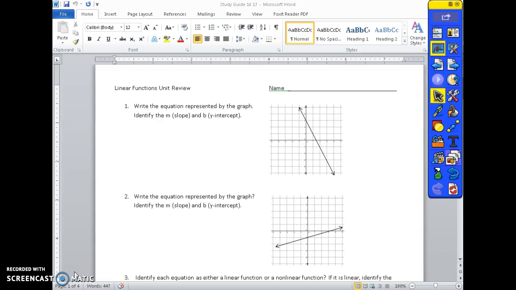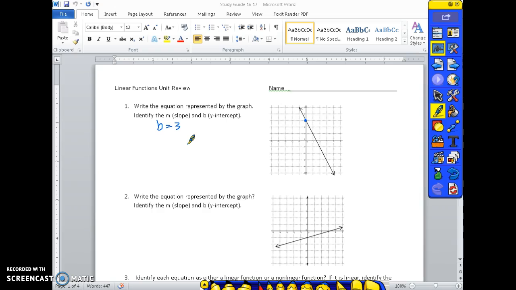Alright, this is the study guide for the linear function unit test. Number 1 says write the equation represented by the graph. Identify the slope and y-intercept. When you are doing these, the first thing you have to do is locate your y-intercept. That is where it crosses the y-axis. So my b, or my y-intercept, is positive 3.